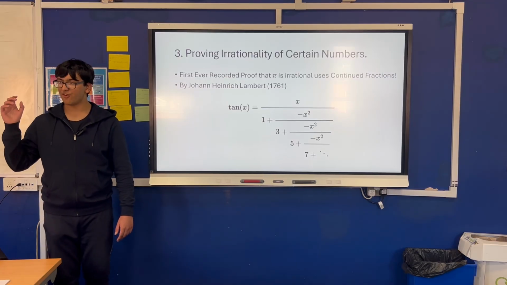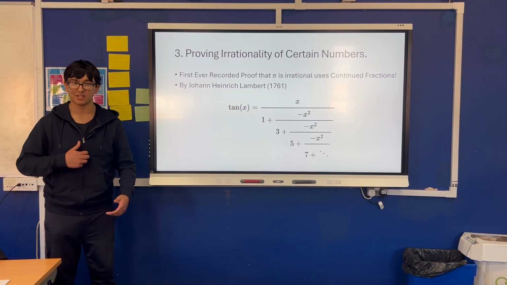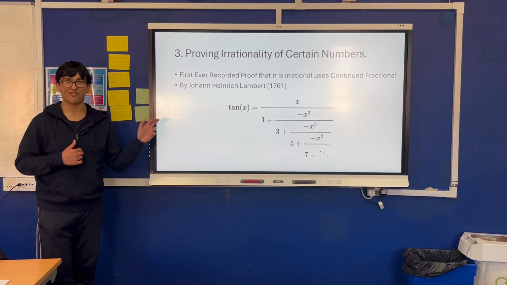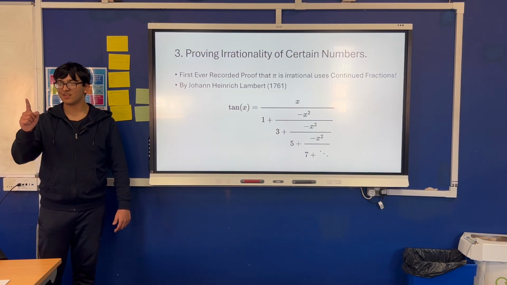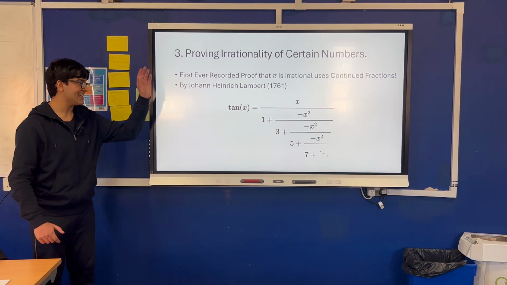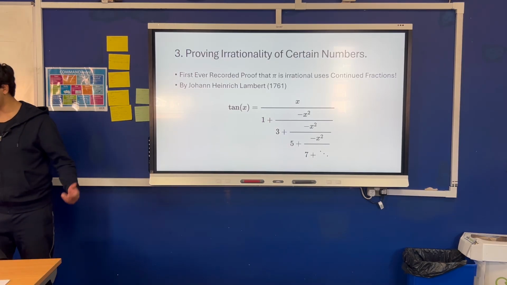As we assumed pi over 4 is rational, tangent of pi over 4 must be irrational by my assumption. But what is the value of tangent of pi over 4, guys? 1. And is 1 irrational? Contradiction. Pi is irrational. That's the proof. Isn't that awesome?